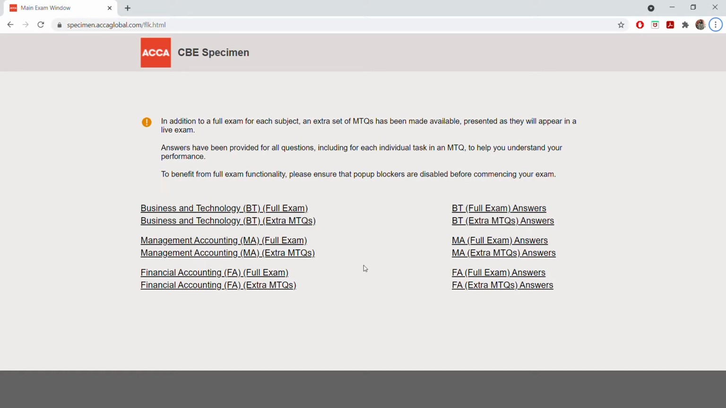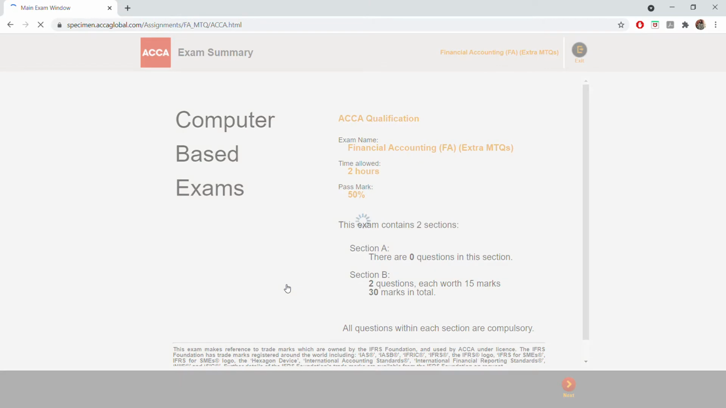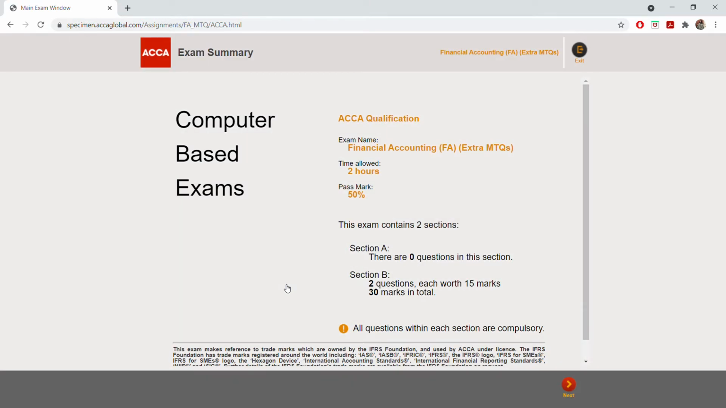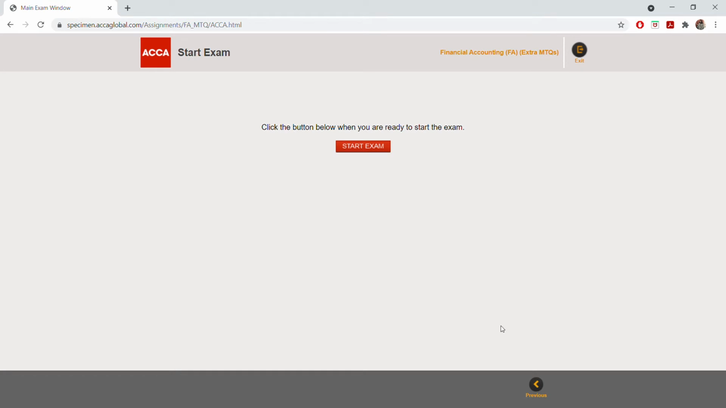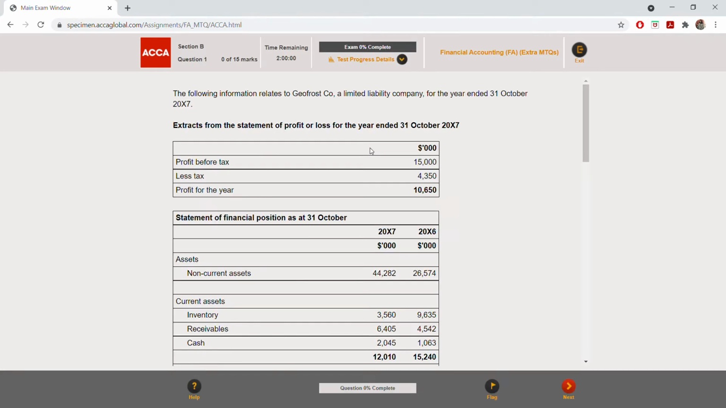Here we are going to do the extra multiple choice questions. Okay, so let us start. In part 1 and 2, part 1 I discussed from the full exam on section A questions, and part 2 I discussed section B questions, and this part 3 is also going to discuss section B questions. There are two questions with 15 marks each. So you must be familiar with how a section B question looks like in financial accounting. Okay, so let us start.